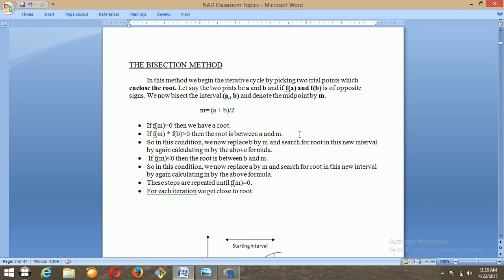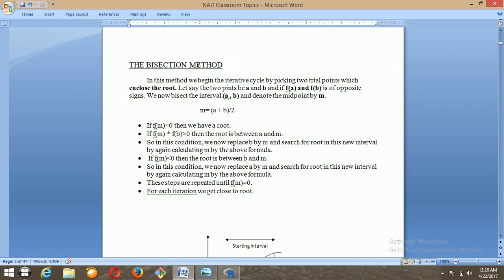There are a number of iterative methods that will find the root of a given curve within an interval. The first is the bisection method. The preliminary requirement for a bisection method is an interval in which the root has to be found. Say this interval is a, b.